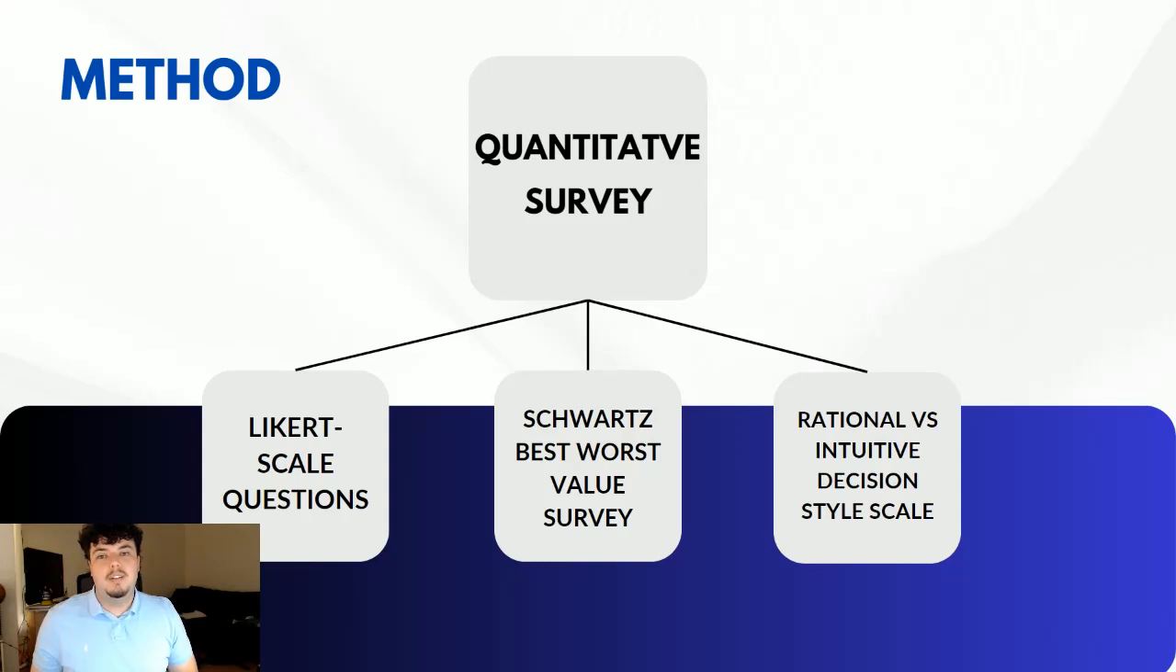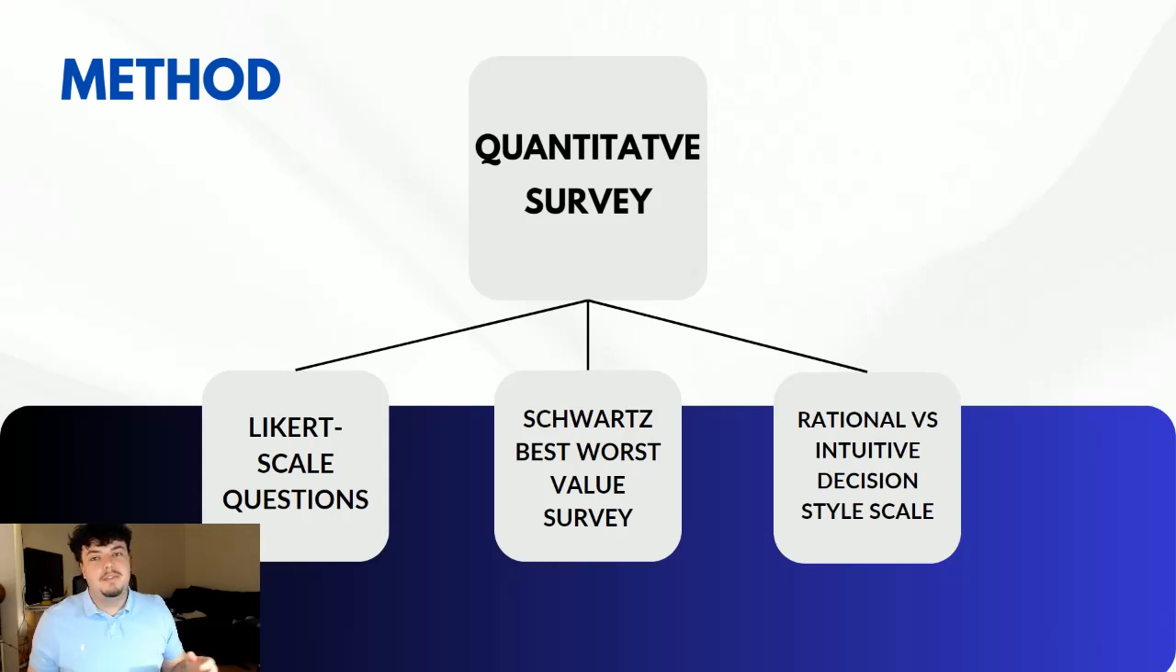The data was acquired using a quantitative survey. Firstly, questions were asked regarding consumption habits, which were then answered using a 7-point Likert scale. After this, the Schwartz Best-Worst Values survey was performed. This included participants selecting the value that they deemed most important and least important from 10 sets of different values.